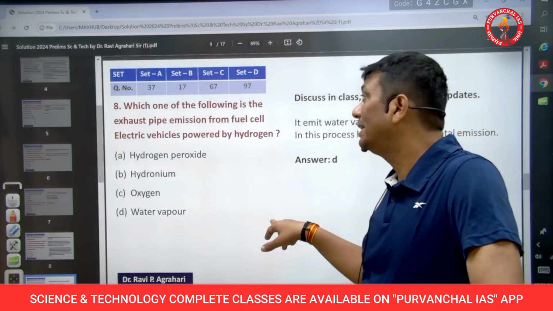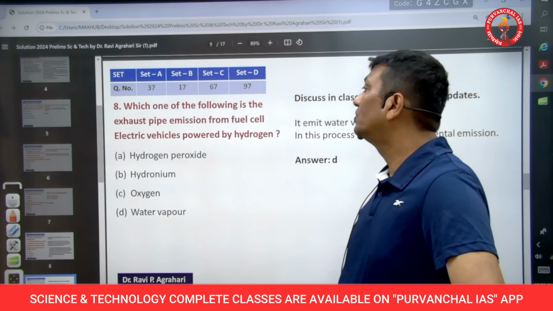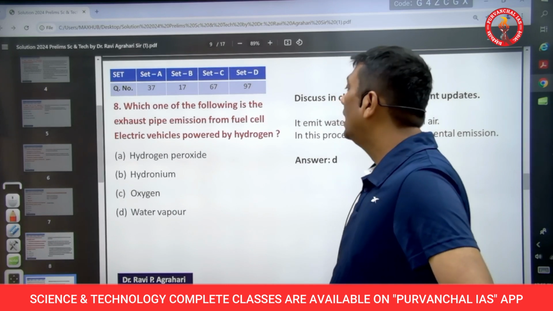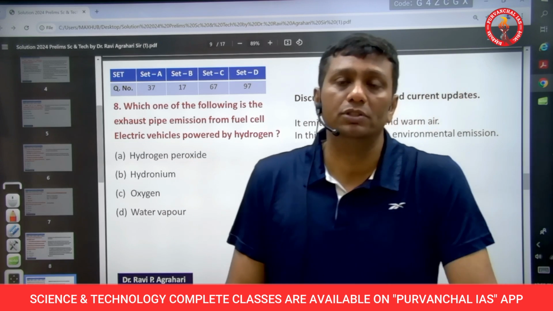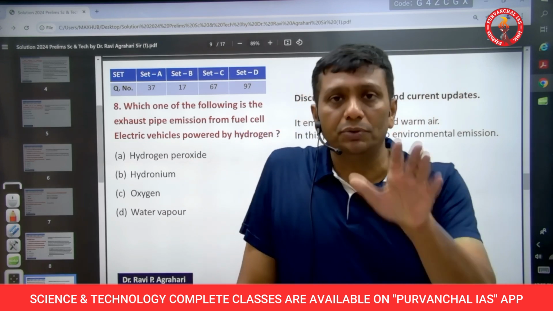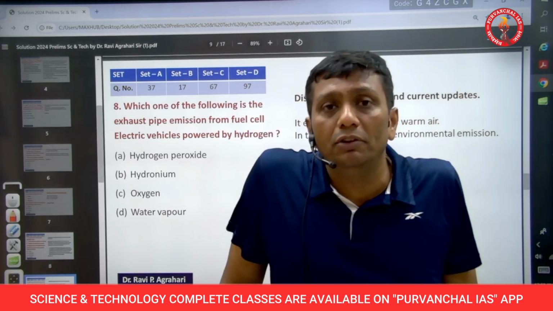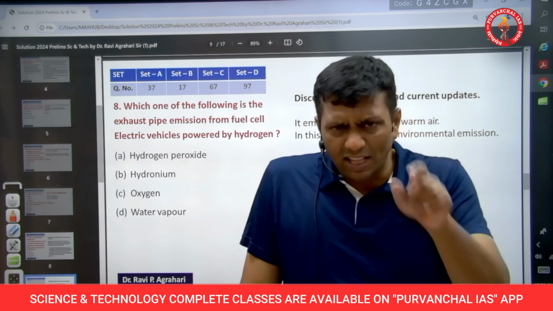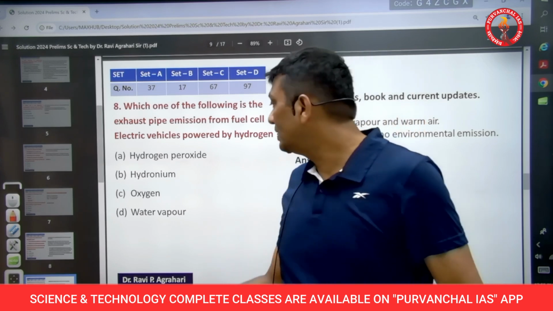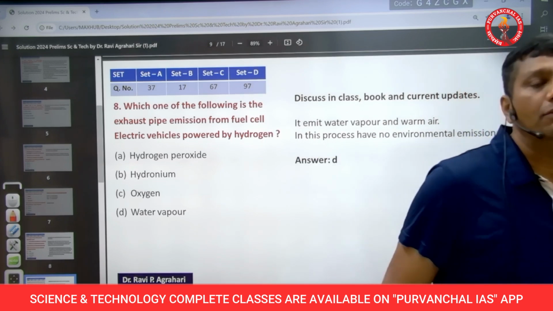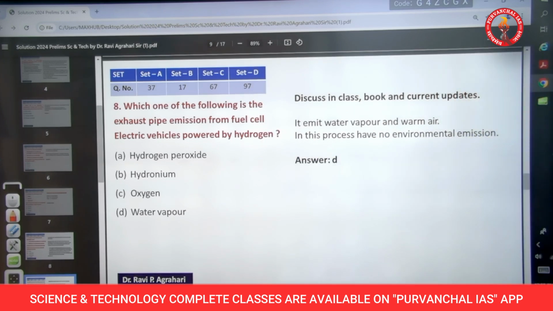Next is question number 8. Which one of the following is the exhaust pipe emission from fuel cell electric vehicles powered by hydrogen? This is the second or third time UPSC has asked a question on the fuel cell. I just want to tell you guys, within the fuel cell, hydrogen fuel is used as a source of energy. And when the hydrogen fuel burns in the presence of oxygen, water vapor is generated. The answer is water vapor. And water vapor exhausts from the pipe, guys, from the fuel cells. And this is the reason, guys.